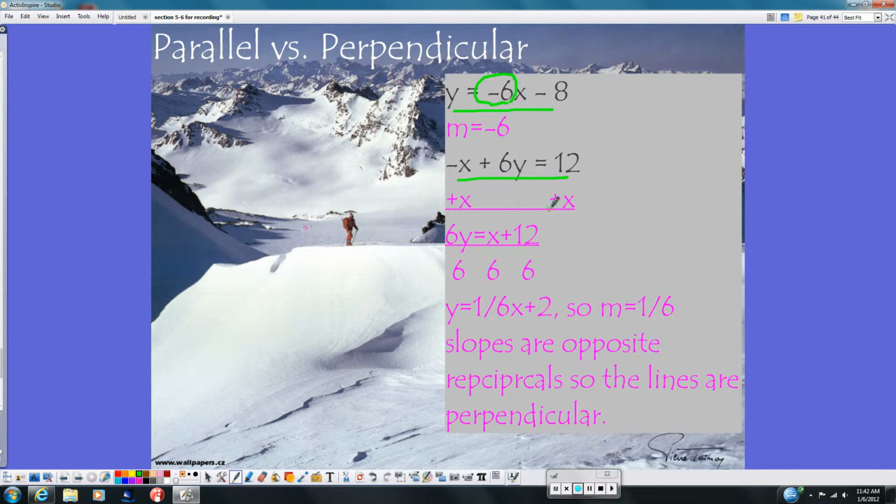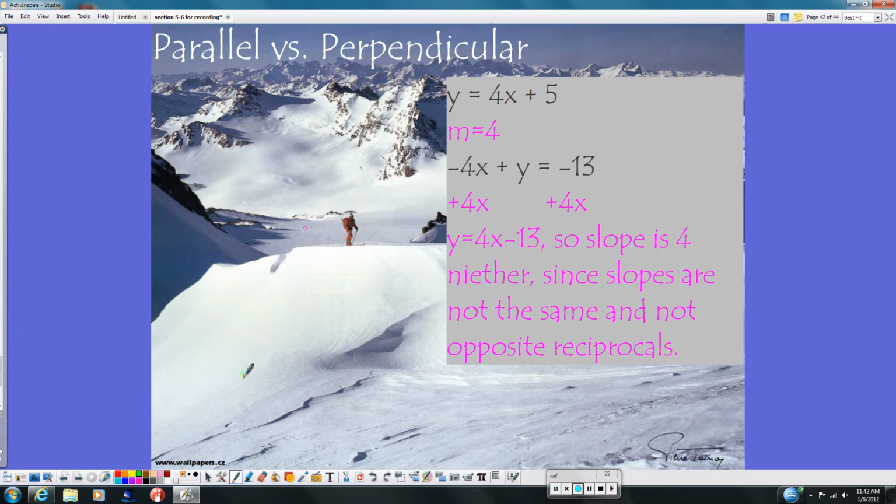We're going to add x to both sides to get 6y equals x plus 12. Divide everything by 6, keeping in mind that there's a 1 here. So we have y equals 1/6 x plus 2. So our slope is 1/6. They're not the same, so parallel is out. They are opposites. They are reciprocals, so therefore these lines are going to be perpendicular.